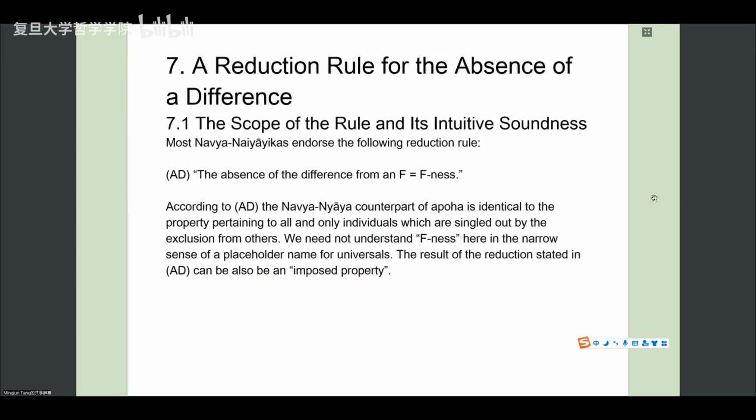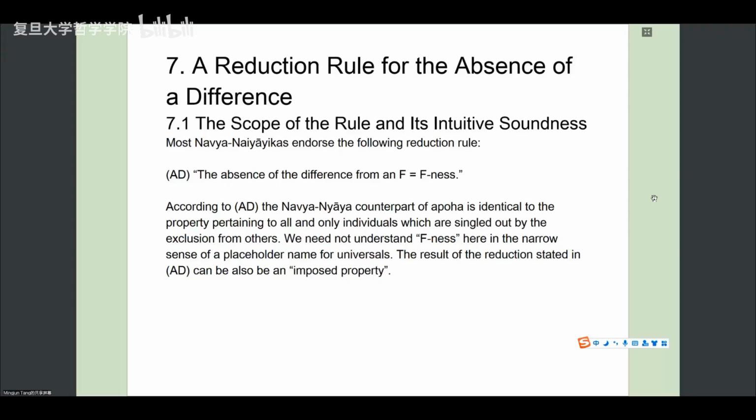A reduction rule for the absence of a difference. Most Navya-Nyayikas endorse the following reduction rule. We call it AD. The absence of the difference from an F is Fness. AD because absence and difference. We have the absence of the difference. According to AD, the Navya-Nyaya counterpart of Apoha is identical to the property pertaining to all and only individuals which are singled out by the exclusion from others.